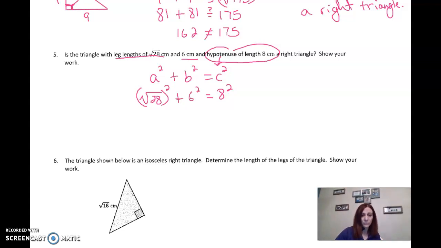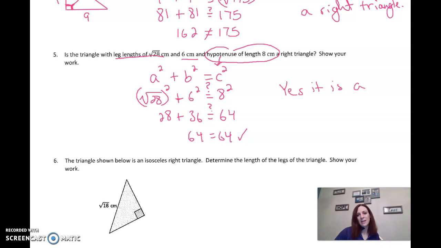Well, again, when we take the square root and square it, that cancels out. We're left with 28 plus 6 squared. Oh, I'm sorry. Supposed to have question marks there, right? We're wondering if it's equal to it. 6 times 6 is 36. Does that equal 8 squared? 8 times 8 is 64. And again, feel free to use a calculator. If you add 28 and 36 together, you get 64. And does 64 equal 64? Yes. Is it a right triangle? Yes, it is a right triangle.